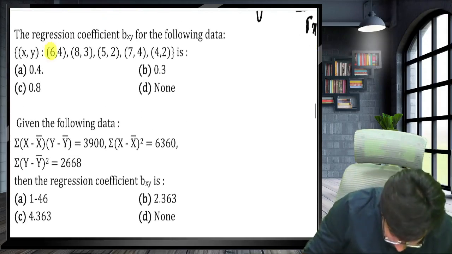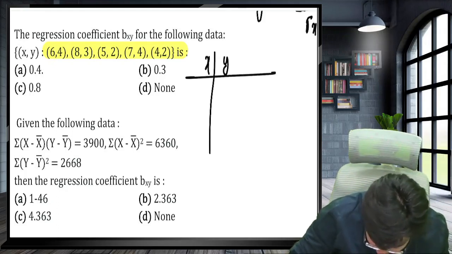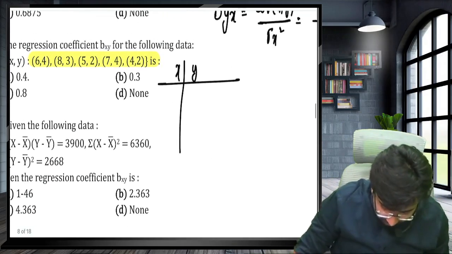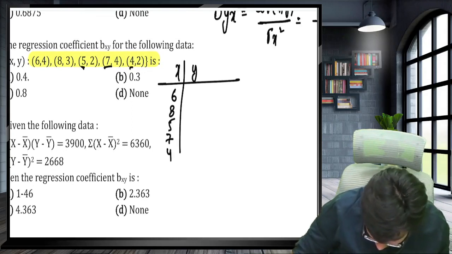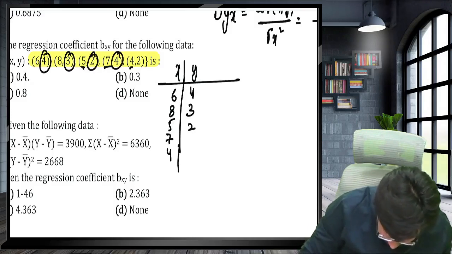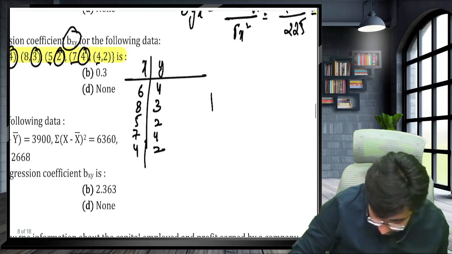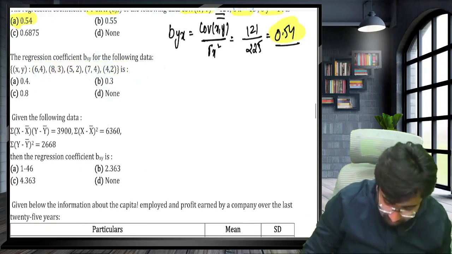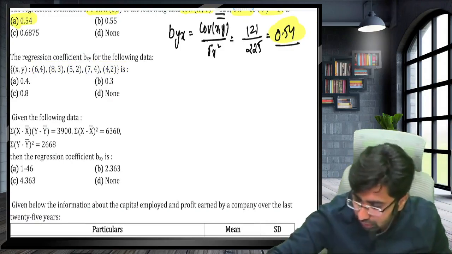Guys, here I have given you all the observations. I have given you x, I have given you y. Sir, you have given us x 6, 8, 5, 7, 4, and I have given you y 4, 3, 2, 4, 2, and I am asking the regression coefficient b x on y. Guys, just tell me which formula to apply. But if this question comes in the examination, sir, will we construct the table? No, don't construct it. We will solve the entire question in the calculator.